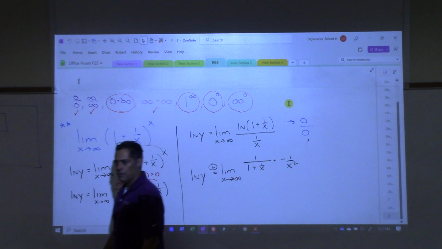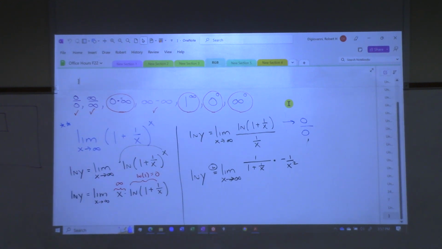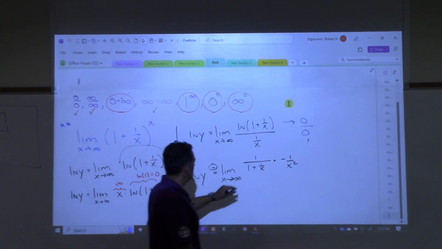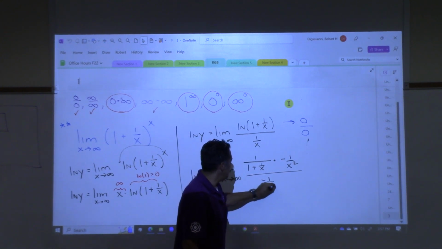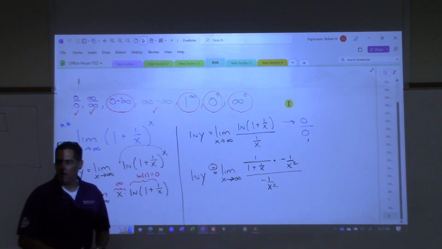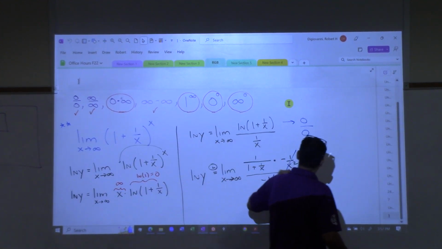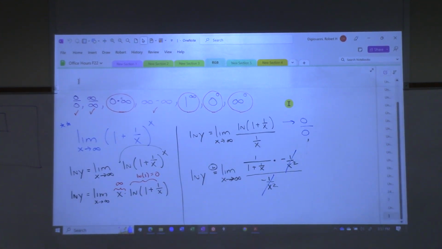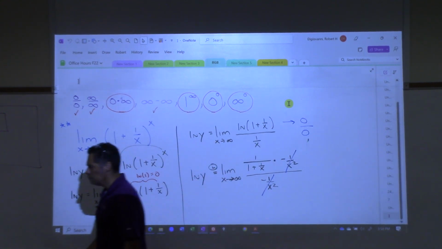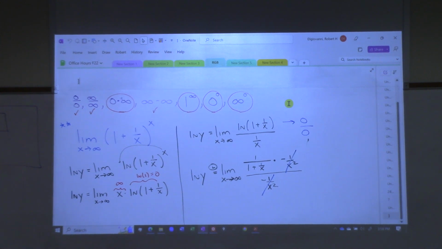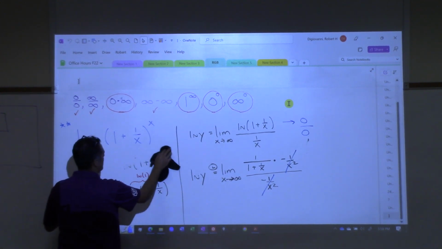Right? You sure? Over, the derivative of 1 over x again, right? Negative 1 over x squared. Why is that awesome? They cancel out. Right? Those canceled out. So all we're left with is this. I'm going to leave that up there. I'm going to erase this part right here.